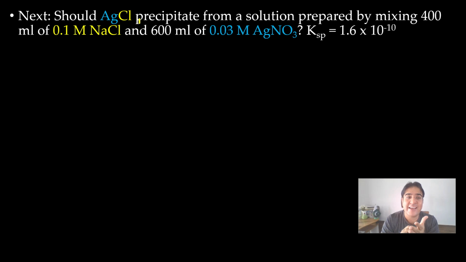But the mixture contains 0.1. See, I made this blue and yellow. The yellow is for the chloride ions, correct? And the blue is for the Ag ions. So how can you find the ionic concentration? First we need the ions, then we multiply them, and then we compare with the Ksp.